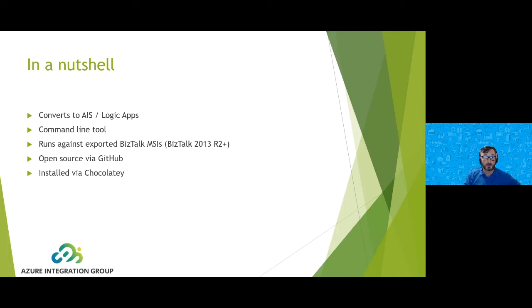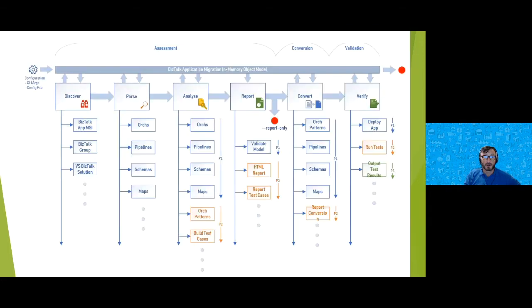So I don't know if you know Chocolatey, but that's where we're going to start next. And this slide here just gives you a flavor of how the tool actually works. So if we look at Discover, given those BizTalk MSIs, the tool discovers what pieces you've got in an application. It then parses them, so you can pull out the orchestrations, the ODXML, the pipelines, the schemas, the XSDs, and the maps. Those are all embedded in a BizTalk MSI, so we can get to all of those things.